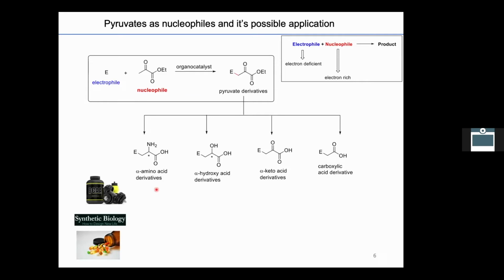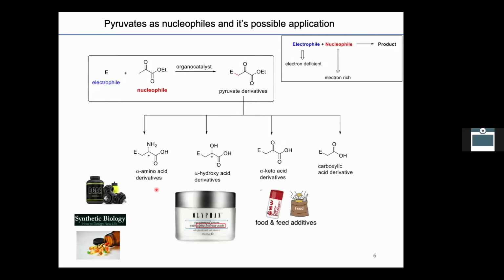For example, you can use branched-chain amino acids as a supplement for building muscle if you go to the gym. So in synthetic biology and medicine, alpha hydroxy acid has wide application in pharmaceuticals as well as most of the facial cream that you use. Alpha-keto acid is used as food and feed additives, and many more. So these are wide applications if you could make this product.